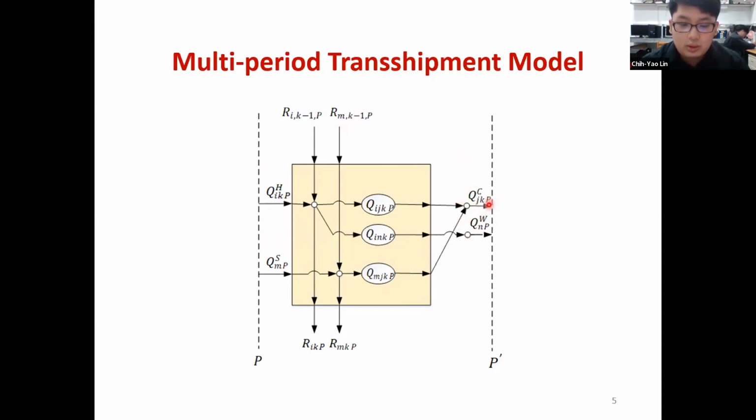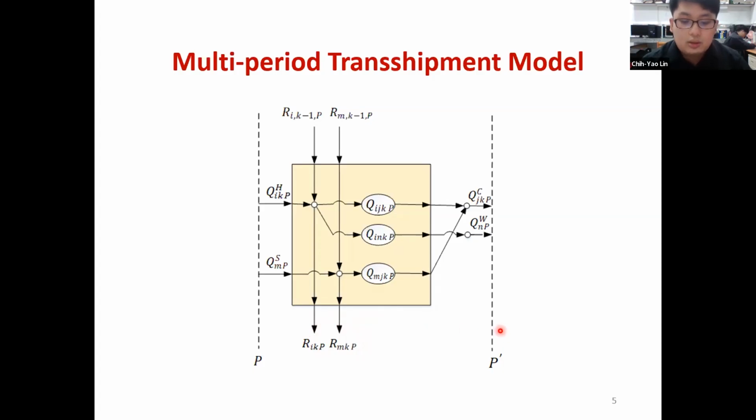QHIKP and QCJKP are heat content of hot stream and cold stream in interval K in P. QIJKP is exchange of heat of hot stream and cold stream at interval K in P. QINKP is exchange of heat of hot stream and cold utility at interval K in P. QSMP and QWMP are heat load of high utility and cold utility in P. QSJKP is exchange of heat of high utility and cold stream at interval K in P. RIKP and RNKP are heat residuals of hot stream and high utility exiting interval K in P.